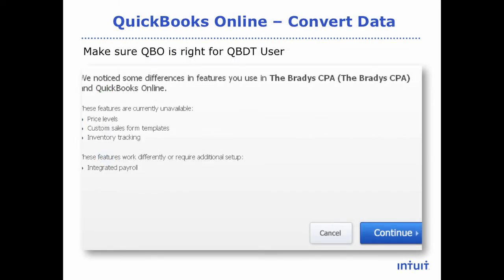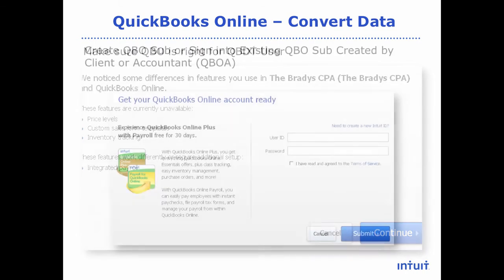And then the next thing that happens is QuickBooks actually takes a look at how the desktop file is being used. It's going to say, do you have price levels? Are you using inventory? And it's going to really say you want to make sure that you understand that these things transferred differently. And there's a KB article about how data is converted from desktop to QuickBooks Online, but usually there's not that big of a problem, so you can just go right ahead and say continue.